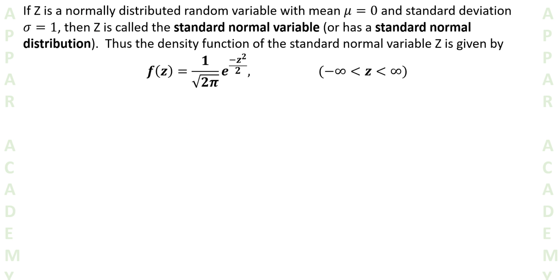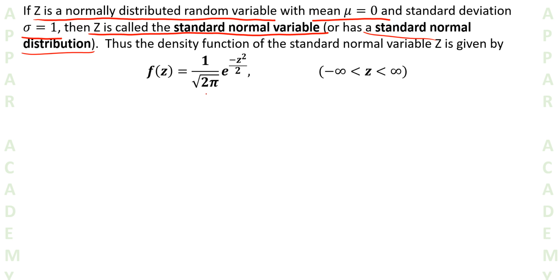First of all, what exactly is a standard normal variable? If z is a normally distributed random variable with mean mu equal to 0 and standard deviation sigma equal to 1, then z is called the standard normal variable or has a standard normal distribution. So what we are saying is, let's suppose z is a normally distributed random variable with mean equal to 0 and standard deviation equal to 1.